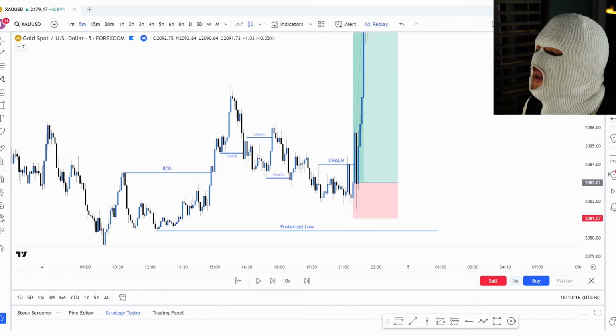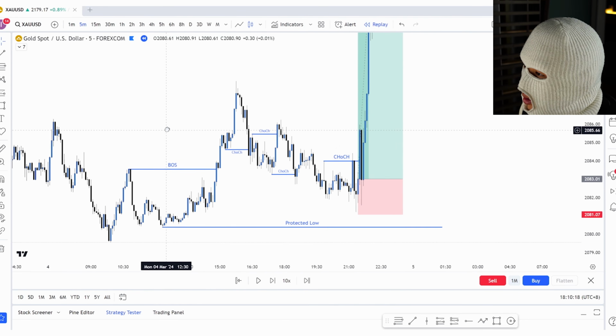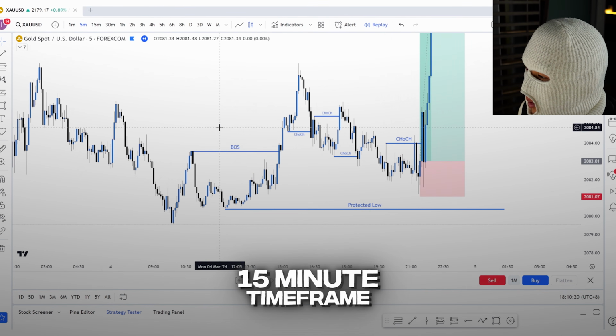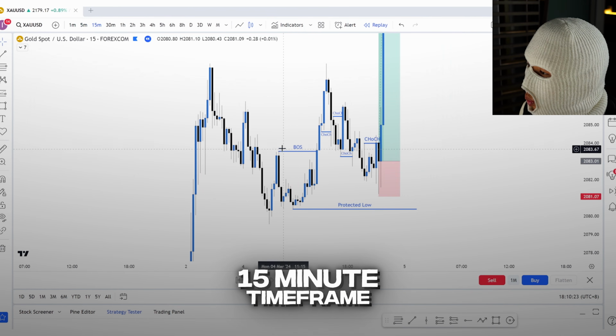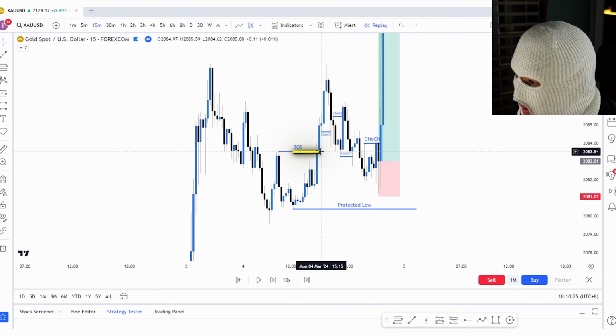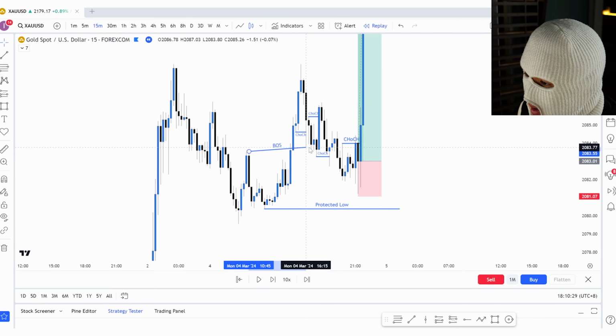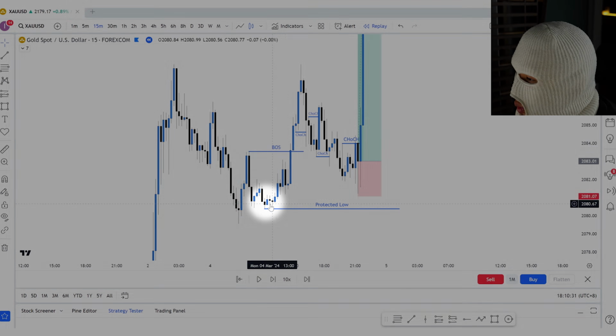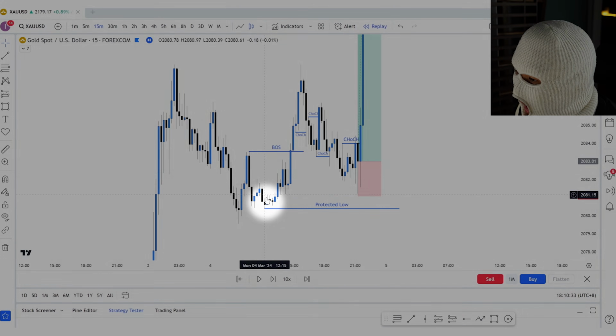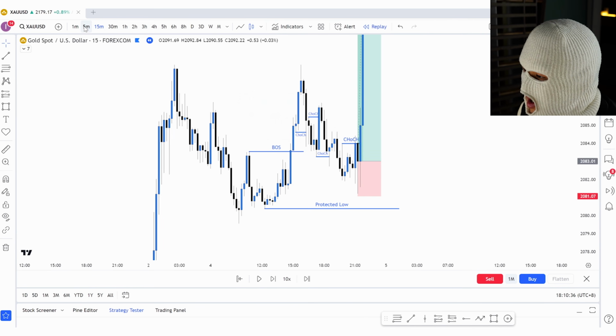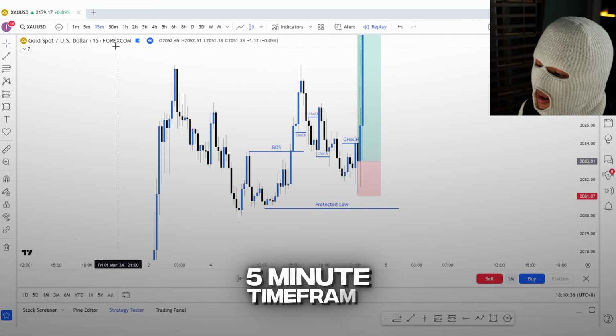Let's take a look at a different scenario where change of character happens on the lower time frame. Initially on the 15-minute time frame, we can mark out our break of structure once this candle closes with a body candle above this previous high. So this tells us that we are currently looking at bullish price action, and our protected low is the lowest point in price created before breaking the high, which is over here. As price starts to retrace, we can hop down one time frame towards the 5-minute time frame.